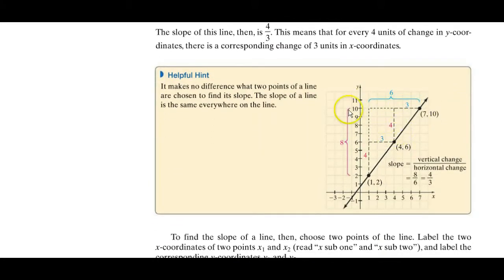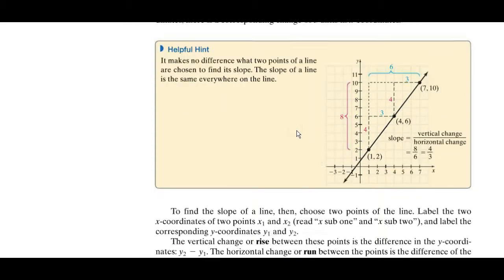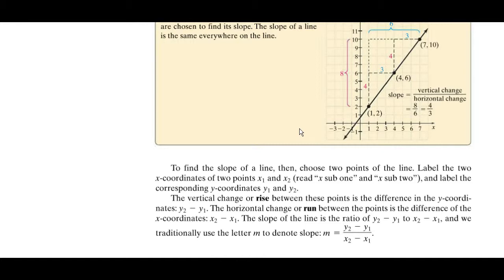Now it makes no difference which 2 points you choose to do your slope, as long as they're crossing the grid, that is the lines of the graph. So they're on the grid lines. If they're off, then you can't use that point. And we'll see lots of practice here.